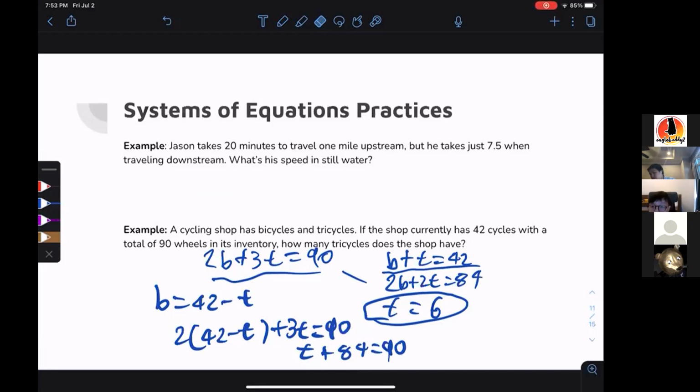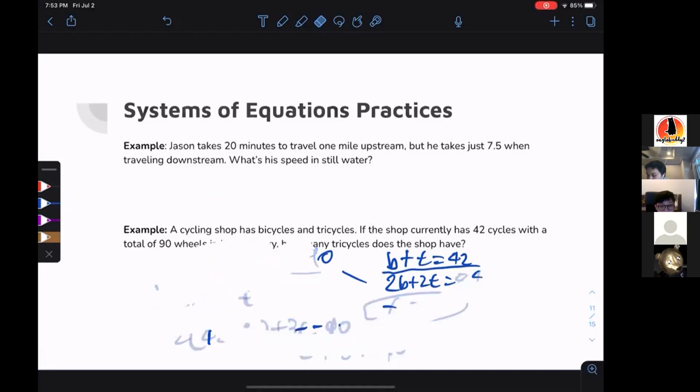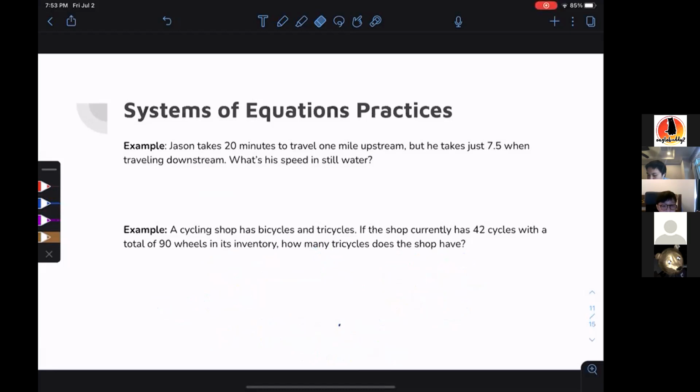Alright, so now I'll go over number 1. Jason takes 20 minutes to travel 1 mile upstream, but he takes just 7.5 minutes when traveling downstream. What's his speed in still water? Okay, so for this one, does anybody want to do this problem? Alright, no volunteers. A lot of people solved it though, so if you want to show your solution, you definitely should.